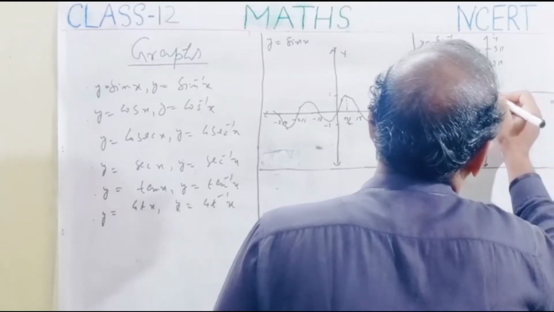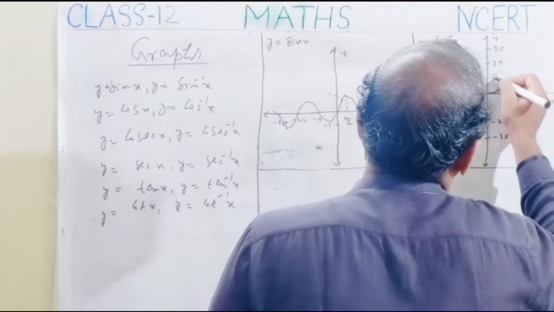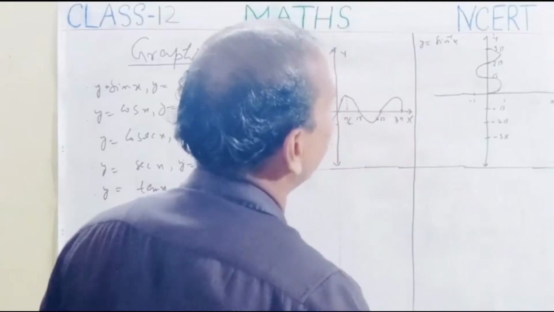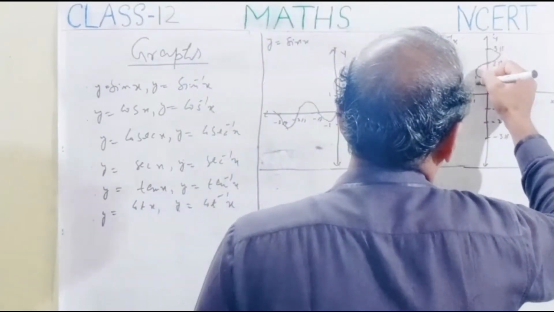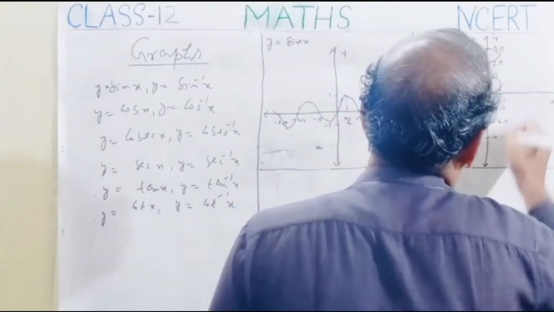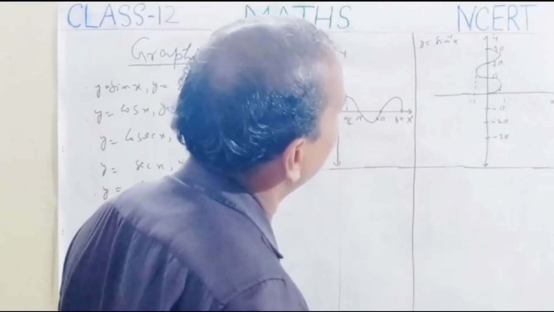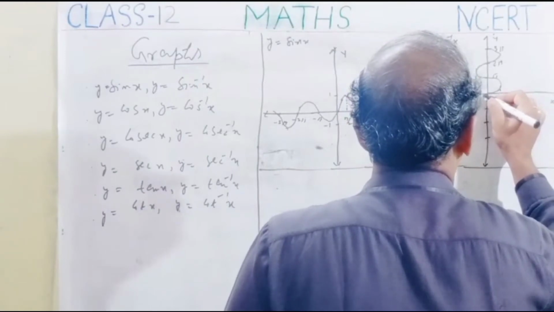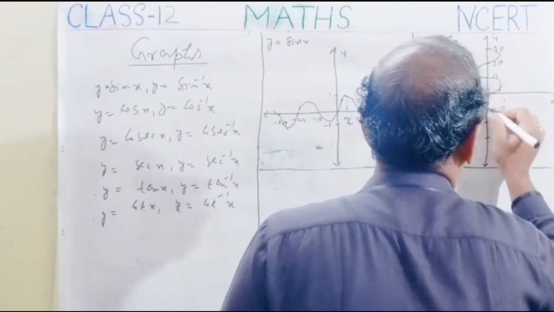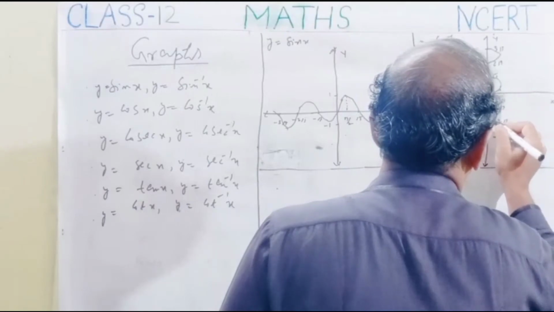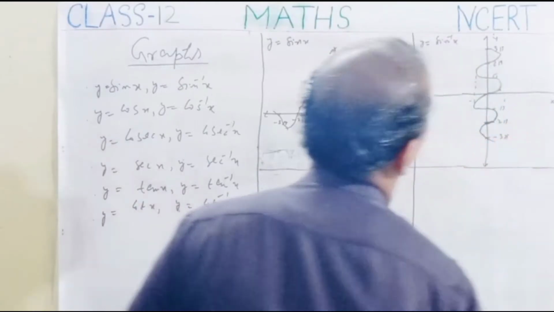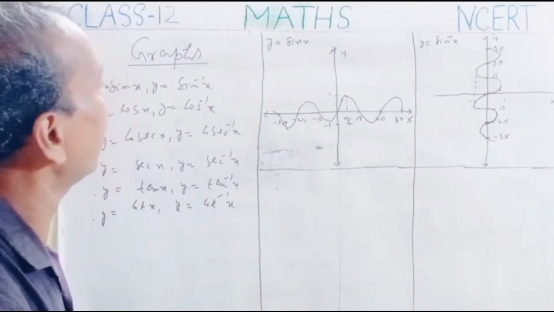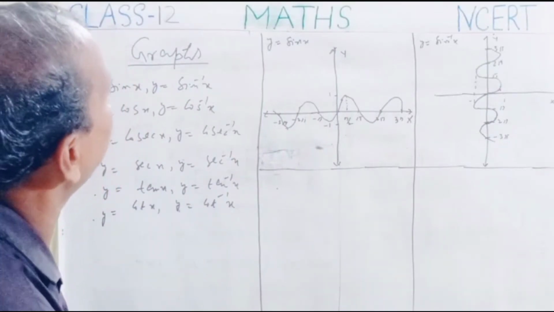The graph will simply be like this. Then it is like this. At this value the value is minus 1, and at this point the value is 1. Okay, so very simply the graph will be like this. So this is the graph of y is equal to sine x and y is equal to sine inverse x.